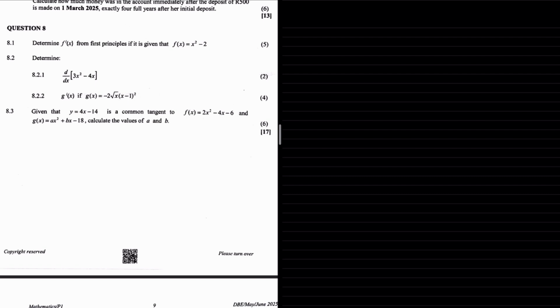So to do that, I'm going to start by first calculating f prime x. So f prime x is going to equal 4x minus 4. Now remember that this f prime x, this derivative, is the gradient of the tangent. And we know the gradient of the tangent because they've given us the equation. The gradient is 4. So we can equate this to 4. So 4 is equal to 4x minus 4. 8 is equal to 4x. And so x is equal to 2.